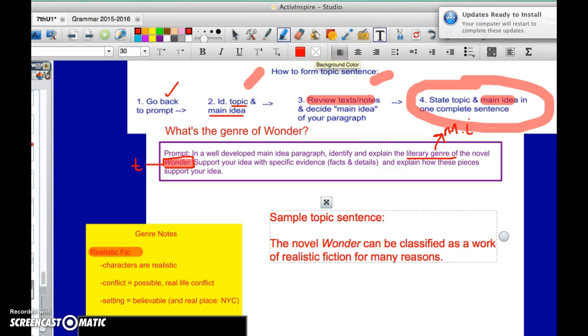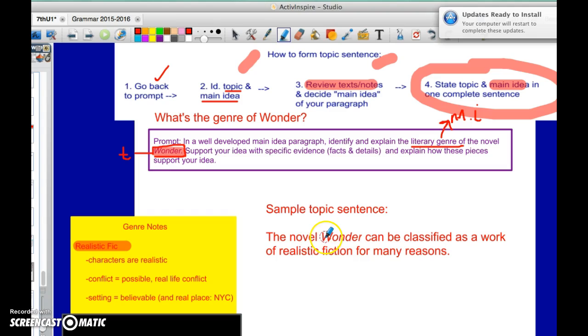that's a strong topic sentence because it states the topic, Wonder, and the main idea. It can be classified or identified as a work of realistic fiction.